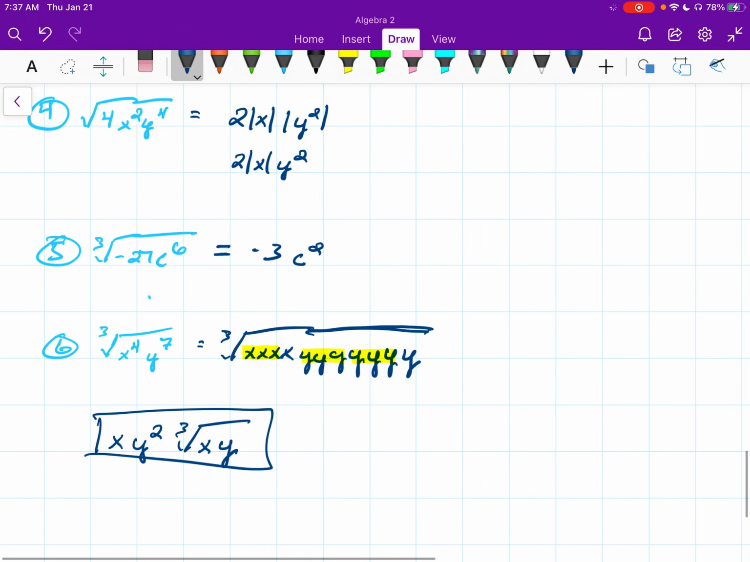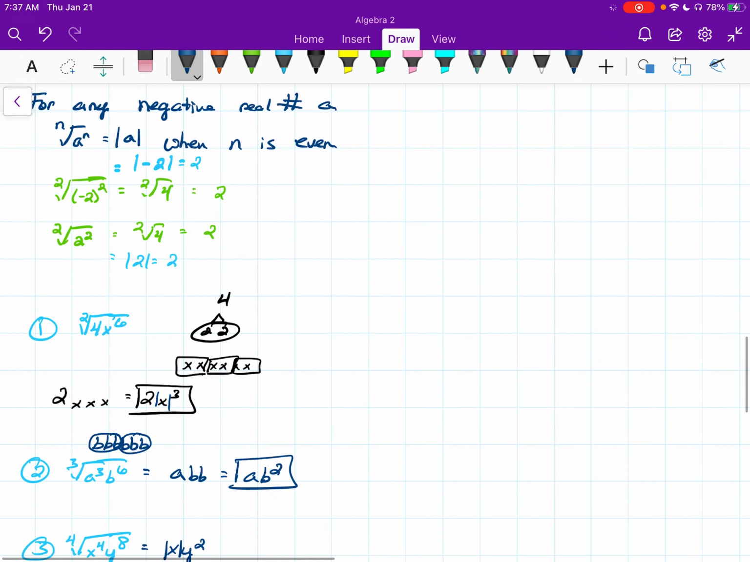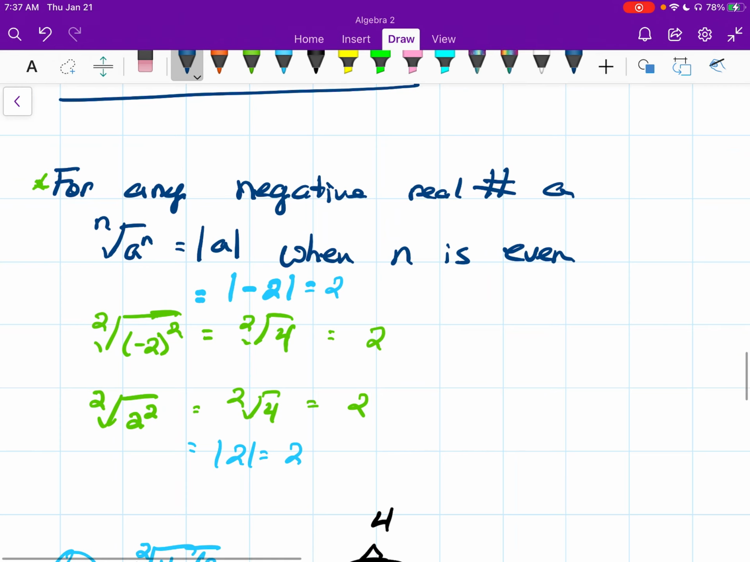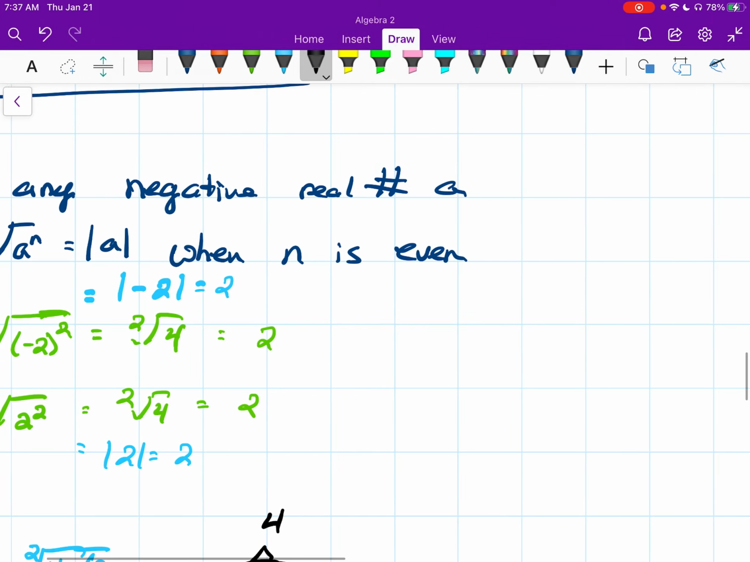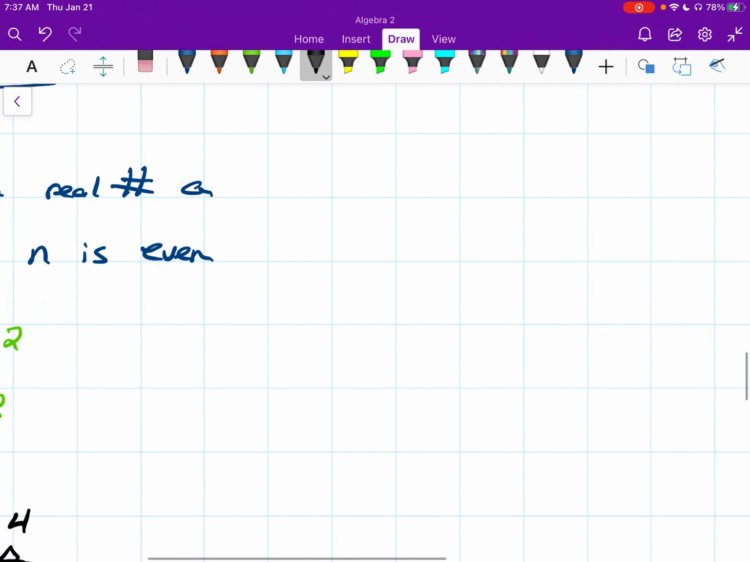So there we are. The trickiest part of this lesson will be these absolute value bars, right? You have to watch out for those. Remember, it's only whenever you have an even root. So another example of something that you might have to look at here is if you have the square root of x cubed. Well, this will be the absolute value of x root x.